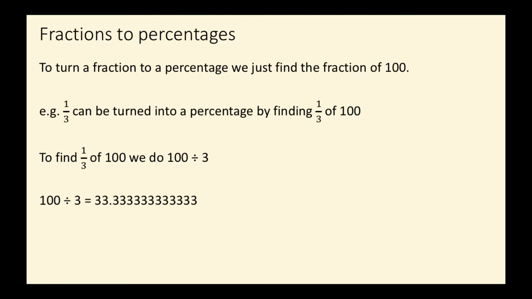Now, to find a quarter of 100 and a fifth of 100, you should easily be able to do those without a calculator. In order to find a third, I'd suggest you learn it because it comes up quite regularly. But if you can't, then hopefully it will be on a calculator paper. But again, a third is 33.3, not too difficult to remember. Now, because that's a recurring decimal, we write it as 33.3% with a dot above the final 3 to show that that 3 goes on and on and on.